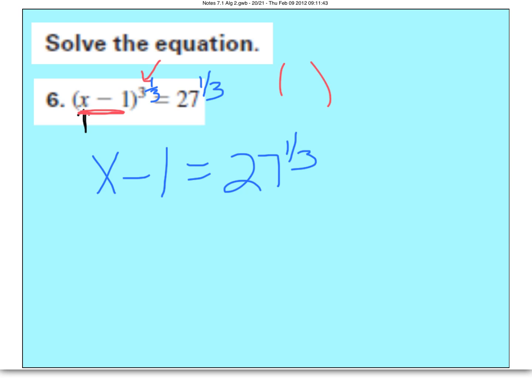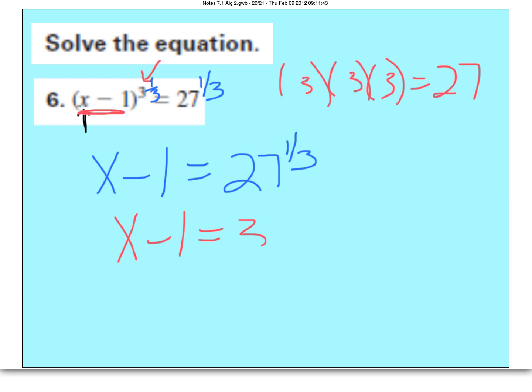Now, is there a number that, 3 times, gives me 27? Sure, it's 3. So this is x minus 1 equals 3. To wrap it up, add 1 to both sides, and you get x equals 4.